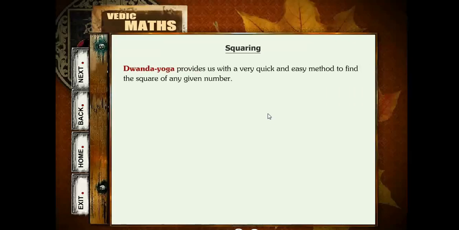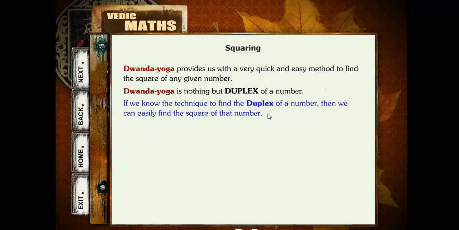Dvanda Yoga provides us with a very quick and easy method to find the square of any given number. Dvanda Yoga is nothing but the duplex of a number. If we know the technique to find the duplex of a number, then we can easily find the square of that number. Now, how can we find the duplex of a number?